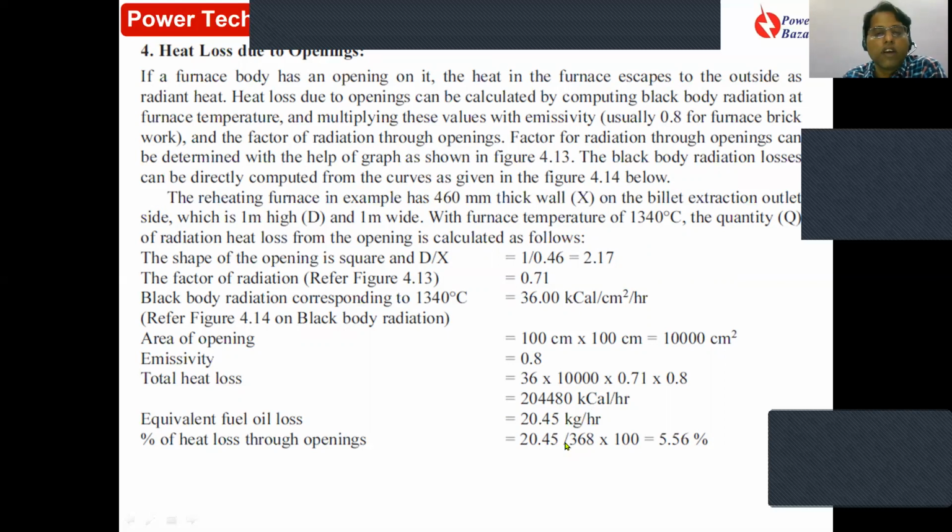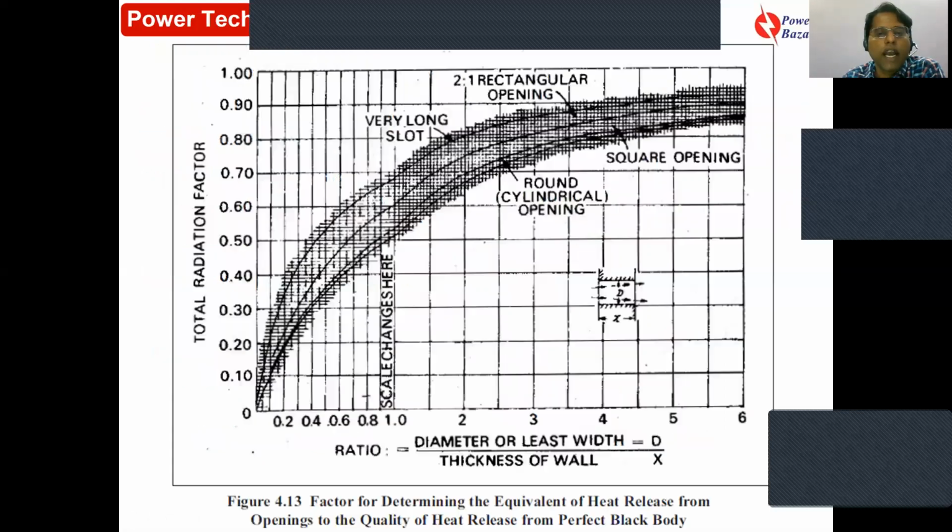It is going to the furnace. So how much heat loss or fuel loss is happening? 20.45 kg per hour. So what is the percentage of heat loss? This divided by 368, so 5.56% is the heat loss due to the opening. So still, the flue gas loss is very high. This figure is required to understand the D by X ratio. Once we calculate the D by X ratio, where D is the height and X is the wall thickness, we can find out the total radiation factor.